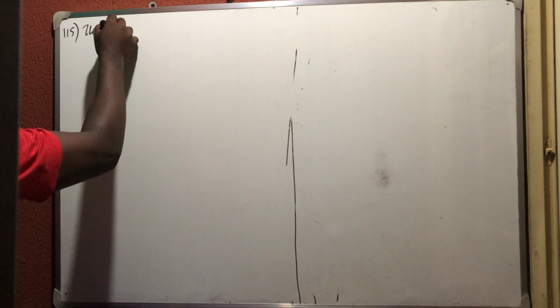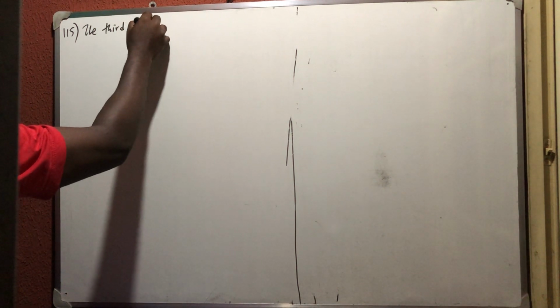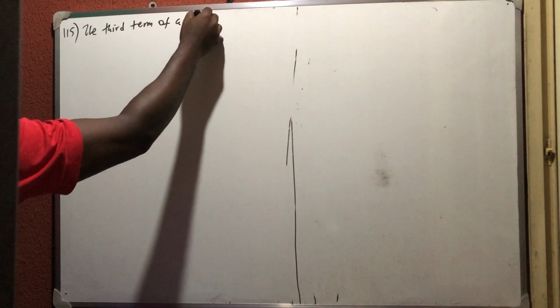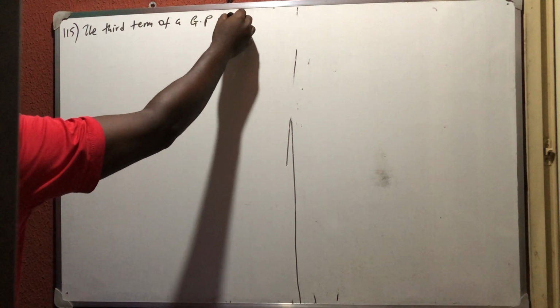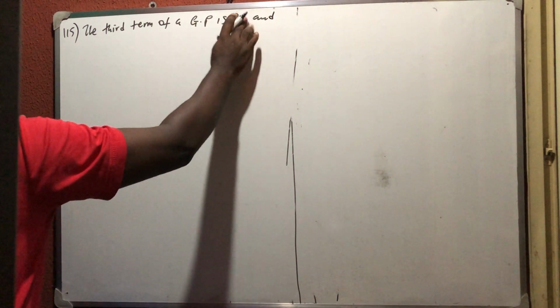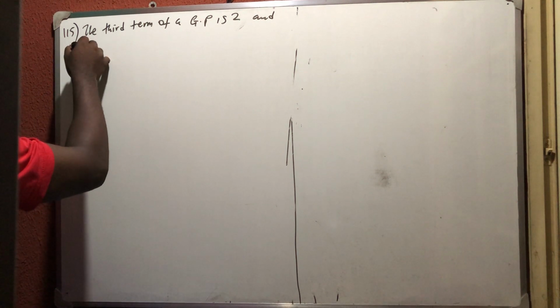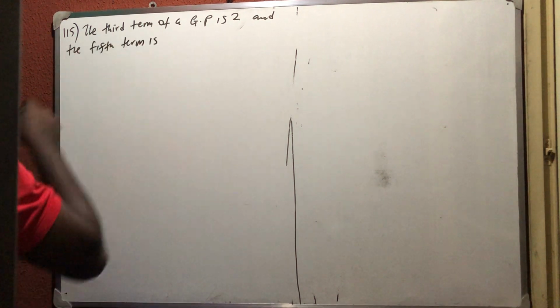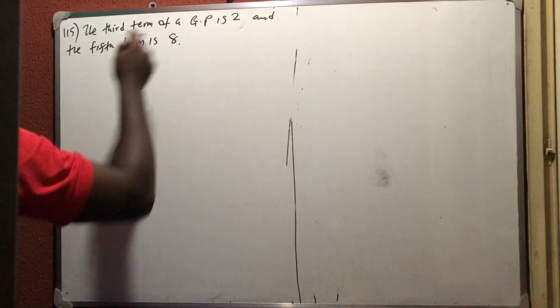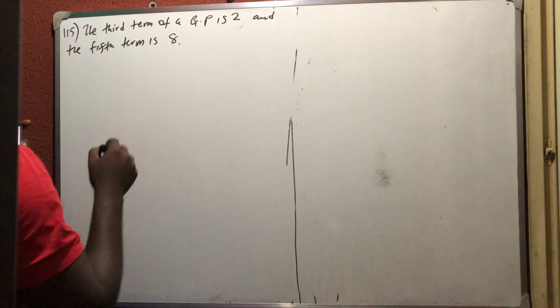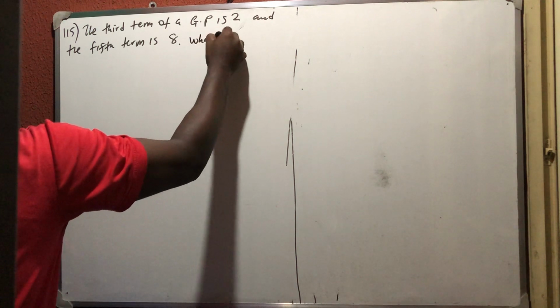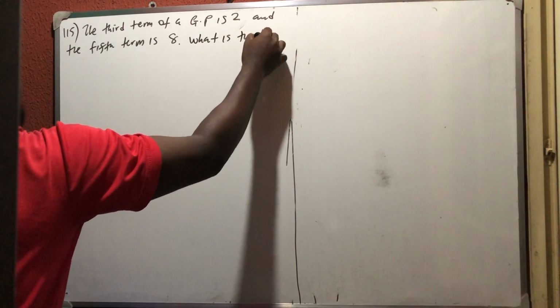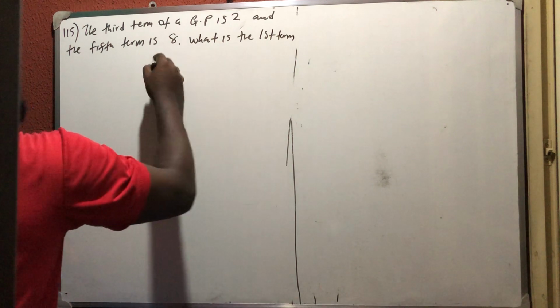Okay. Question number 115. So question number 115 said the third term of a GP is 2, and the fifth term is 8. Then I say, what is the first term?